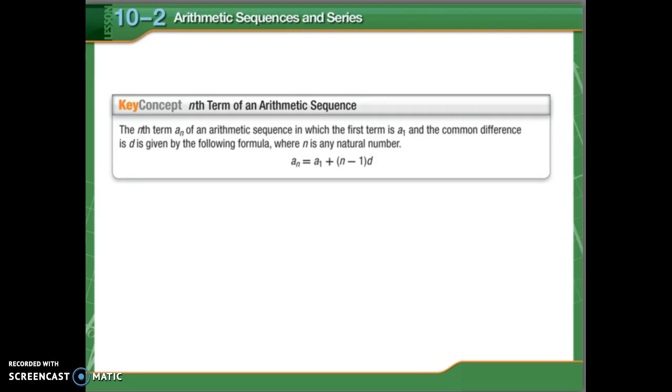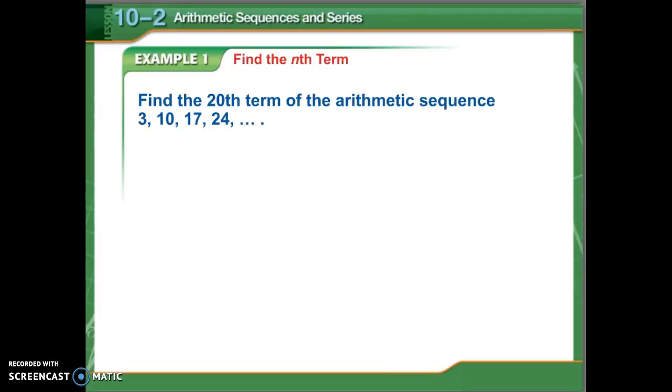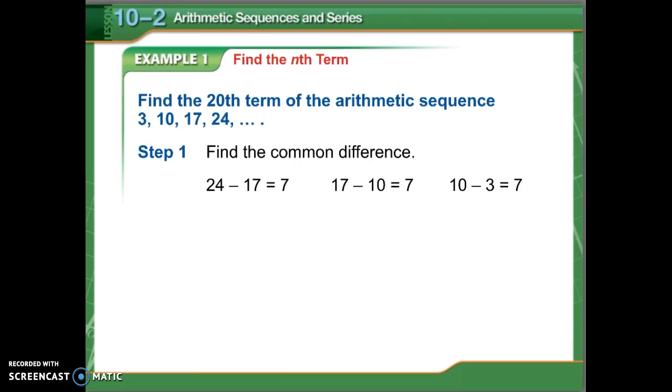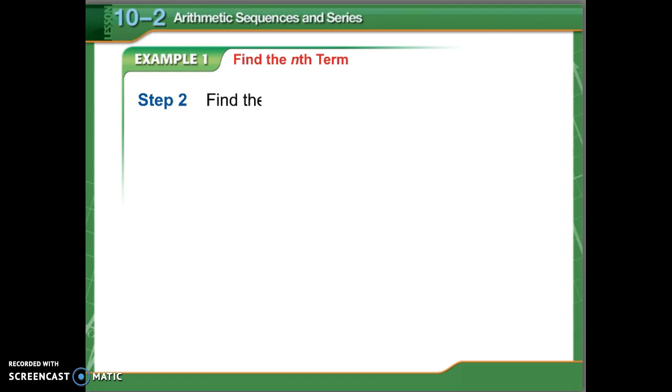So we're going to apply that formula in the first example. First example, we need to find the 20th term of the arithmetic sequence 3, 10, 17, 24, and so on. The first thing that we're going to need to do with an arithmetic sequence is to find the common difference. You can find that by subtracting any term from the term that came after it. So you have 24 minus 17, or 17 minus 10, or 10 minus 3. Either time you get 7. So our common difference is 7.